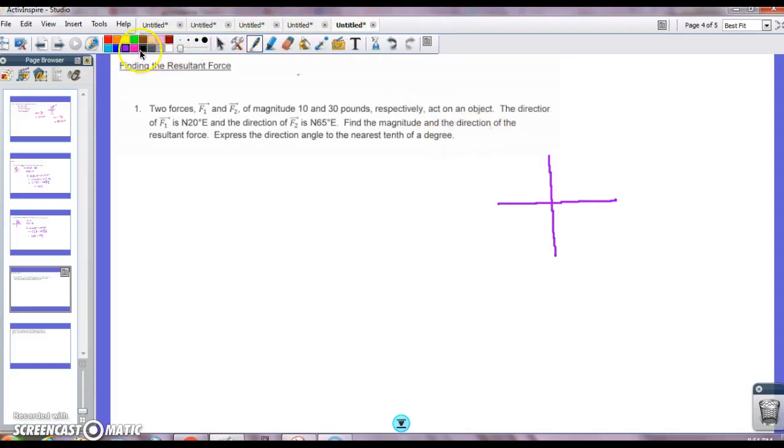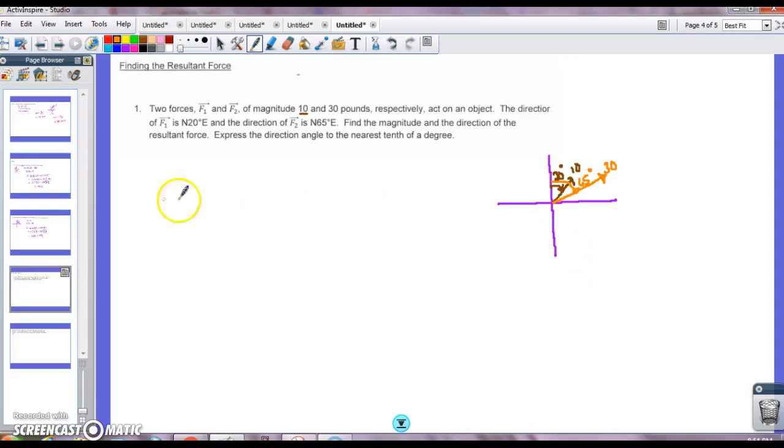My first one here, let me do this in a different color. Let's do brown here. So this here, my first vector, I know has a magnitude of 10, and I know that this angle is 20 degrees, north 20 degrees east. F2 is going to be north 65 degrees east, and that's going to be 30. The magnitude of that one is 30, and this angle here is 65.